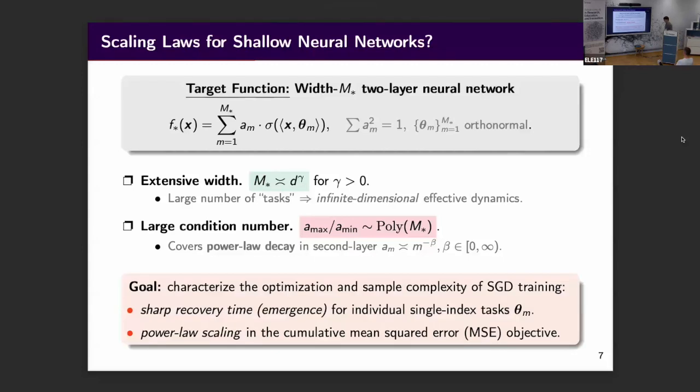So basically the goal is to characterize the sample and optimization complexity of SGD, and we'll be characterizing two things in particular. One is the transition point where you suddenly learn the m-th target neuron, and the second is the scaling law and the overall MSE loss.